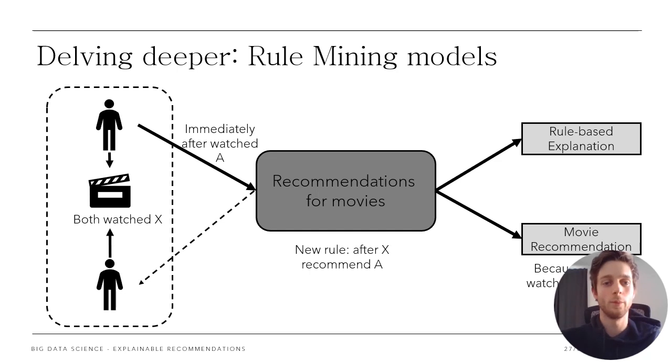Secondly, we have the rule mining models. The recommender system will try to learn rules about the items it can recommend. If two users, for example, watch movie X and then user 1 watches movie A immediately after, the recommender will add the rule 'after X recommend A', and movie A will then be recommended to user 2. The handy thing with this model is that the so-called rules can be easily adjusted by user feedback. The system gets smarter or more correct with more feedback and more users.